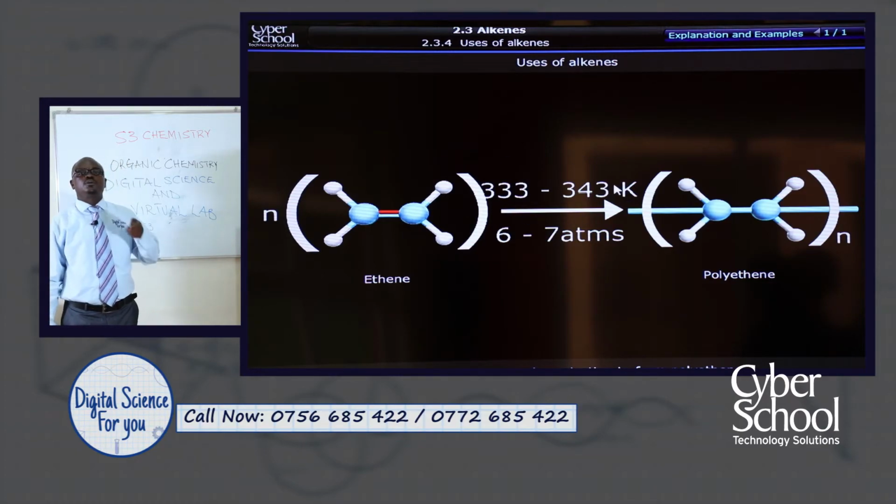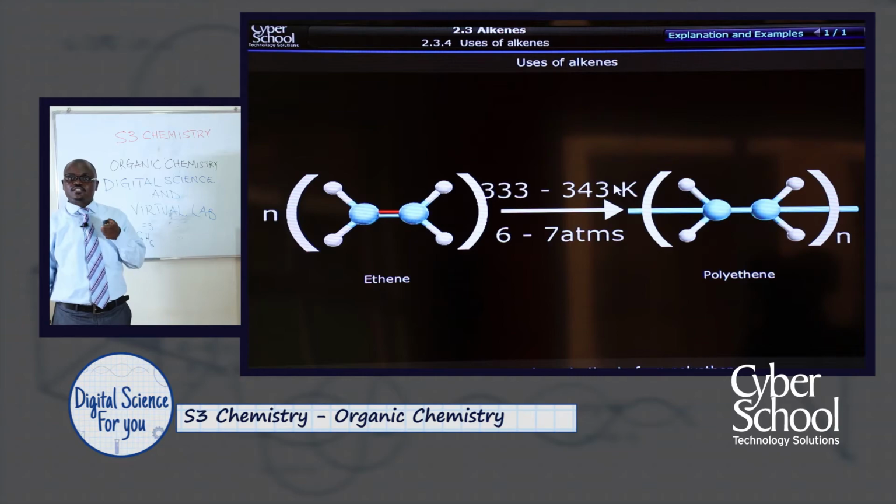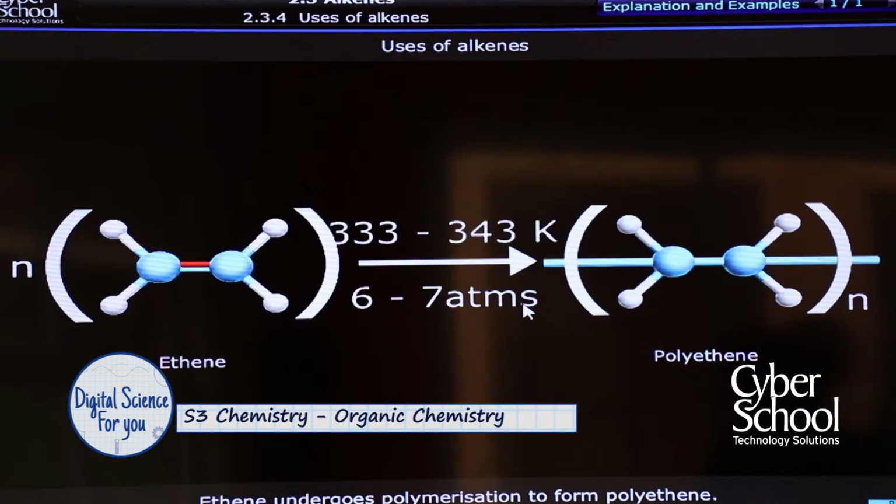Remember, you can convert from degrees Celsius to Kelvin by subtracting. If you want to get the Celsius scale, you subtract 373. And then 6 to 7 atmospheres. ATMS refers to atmospheres. That is the pressure.